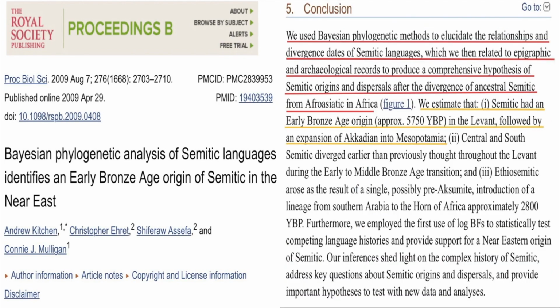We used Bayesian phylogenetic methods to elucidate the relationship and divergence date of Semitic languages, which we then relate to the epigraphic and archaeological record to produce a comparative analysis of Semitic origins and dispersals after the divergence of ancestral Semitic from Afro-Asiatic in Africa. We estimate that Semitic had an early Bronze Age origin, 5,750 YBP, in the Levant, followed by an expansion of Akkadian into Mesopotamia.